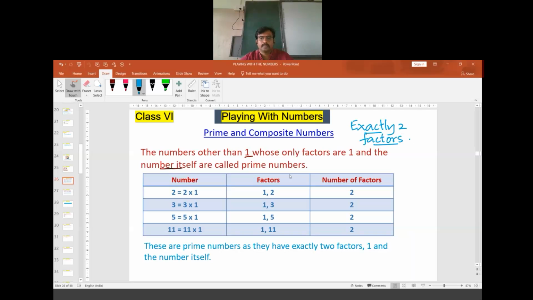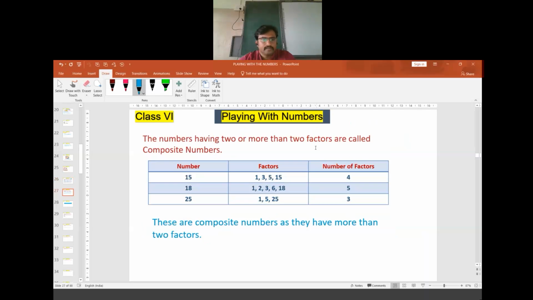If you observe the prime numbers, 2 is the smallest prime number, the least prime number. Can we say that 1 is a prime number? 1 has only one factor, therefore 1 is not a prime number. Can 1 be called a composite number? No. Composite numbers should have more than 2 factors. The numbers having more than 2 factors are called composite numbers.